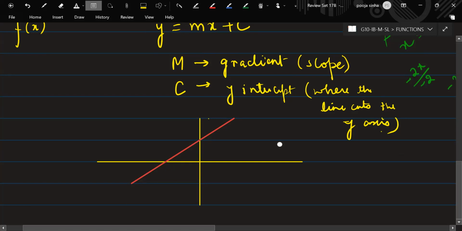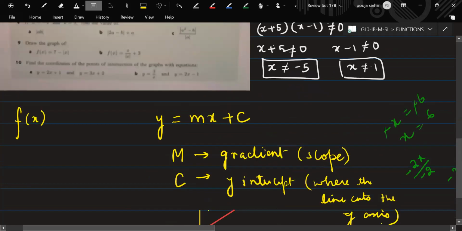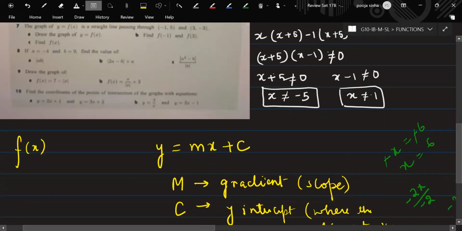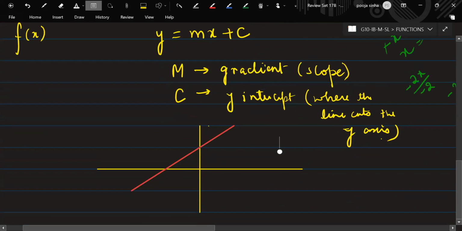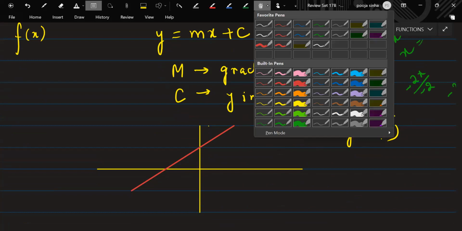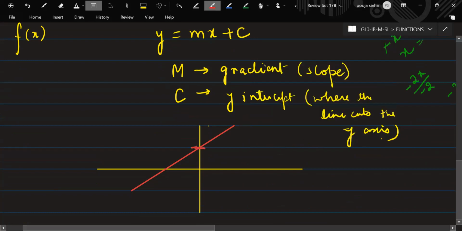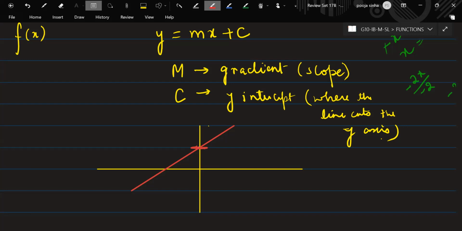So how do I find it? You will draw this first, okay? You'll draw your line first and you know what the points to be drawn are, -1, 5 and 3, -3, correct? After doing that, you will figure out what m and c are. c would be where it cuts the axis. Yeah, this part. That will be the c. What is c, Arsh? It's the y-intercept and m is the gradient.